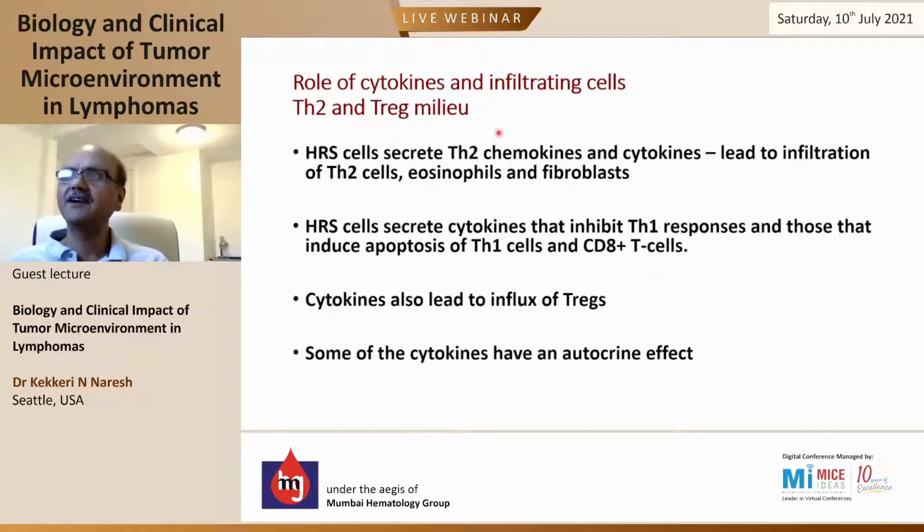So the role of cytokines is also important in Hodgkin lymphoma. And two important things that are present in the Hodgkin lymphoma milieu are the Th2 type of T cells and the regulatory T cells. Reed-Sternberg cells secrete Th2 chemokines and cytokines, dragging them into the microenvironment. And this leads to infiltration of not only Th2 cells, but also of eosinophils and fibroblasts. And they also secrete cytokines which inhibit Th1 responses and induce apoptosis in Th1 cells and in CD8 cells. Then you also have cytokines released by the lymphoma cells, which lead to influx of regulatory T cells. And some of these cytokines also have an autocrine effect on the lymphoma cells.